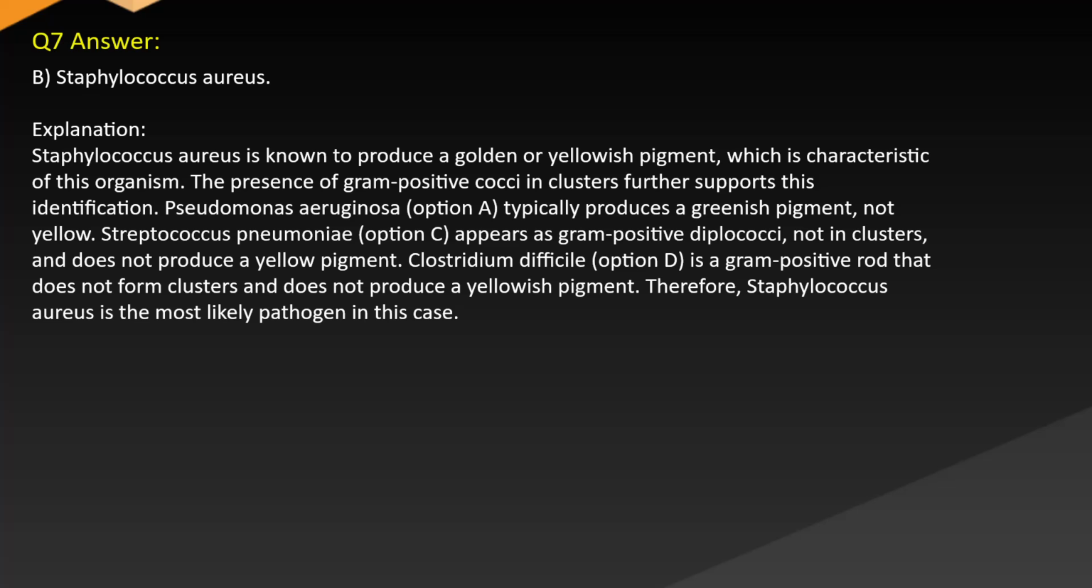Explanation. Staphylococcus aureus is known to produce a golden or yellowish pigment, which is characteristic of this organism. The presence of gram-positive cocci in clusters further supports this identification. Pseudomonas aeruginosa, option A, typically produces a greenish pigment, not yellow. Streptococcus pneumoniae, option C, appears as gram-positive diplococci, not in clusters, and does not produce a yellow pigment. Clostridium difficile, option D, is a gram-positive rod that does not form clusters and does not produce a yellowish pigment. Therefore, Staphylococcus aureus is the most likely pathogen in this case.